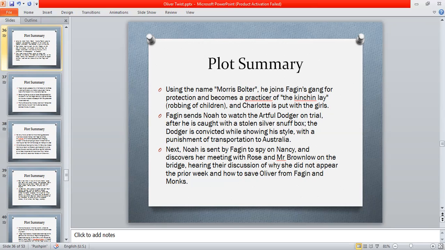Next, Noah is sent by Fagin to spy on Nancy, to get more information about Nancy, and discovers her meeting with Rose and Mr. Brownlow on the bridge. Hearing their discussion of why she didn't appear the previous week and how to save Oliver from Fagin and the monks.